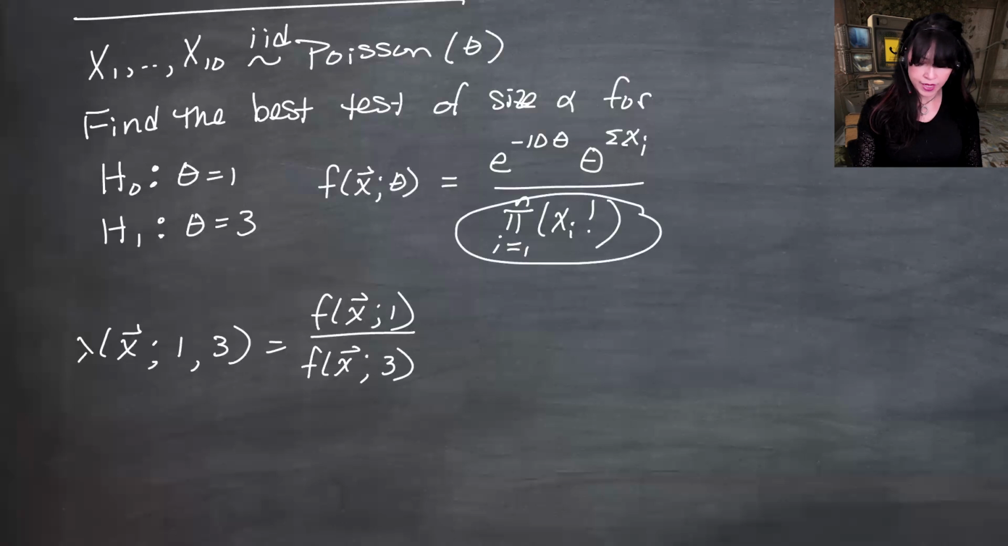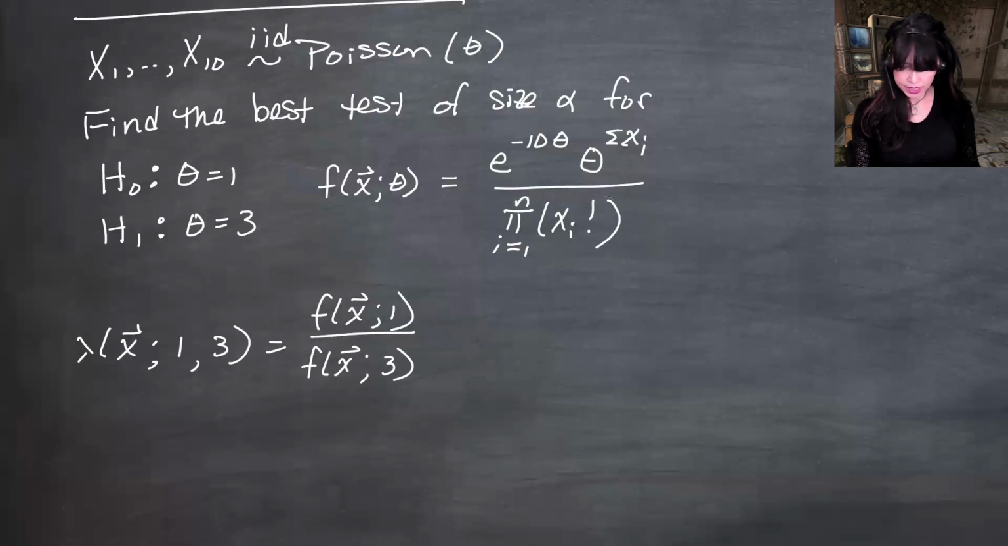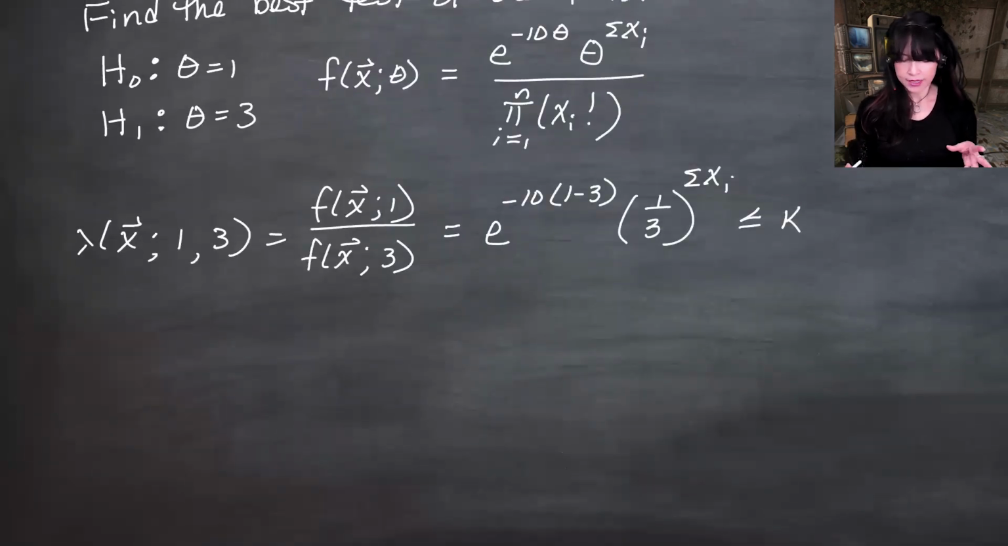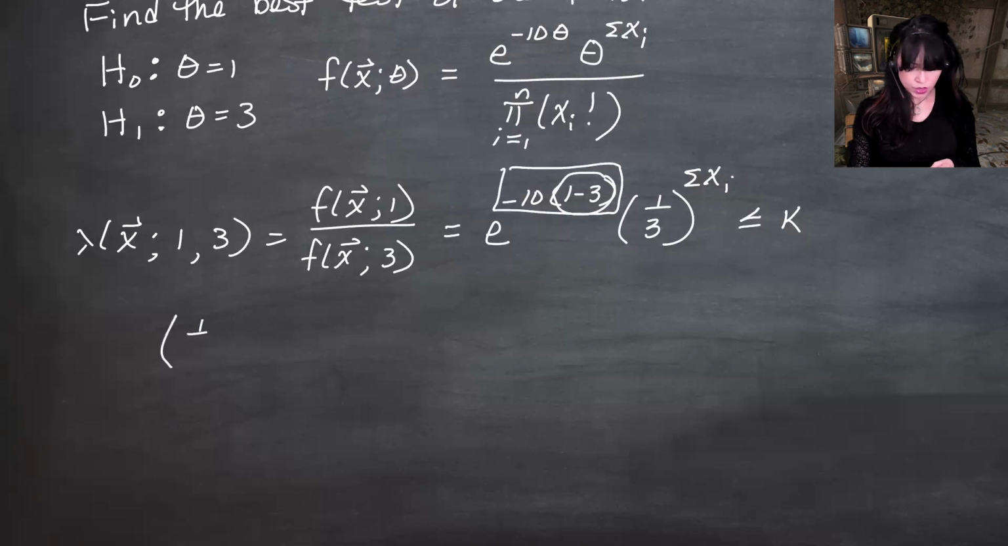So when we form that ratio, the thing I just circled is going to cancel away completely. And we're going to end up with e to the negative 10 times (1 minus 3), and then 1/3 to the sum of the x's. So I'm going to set this less than or equal to k for some constant and try to get down to the x's. This is, of course, -2, which makes this positive 20. So if I divide, I will get (1/3) to the sum of the x's less than or equal to some k1.